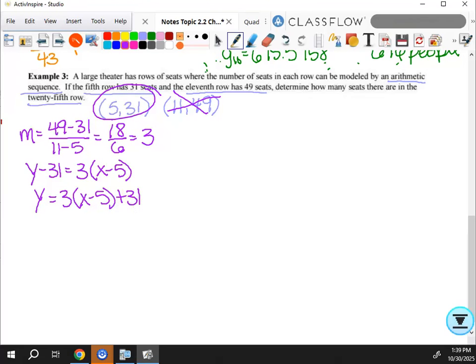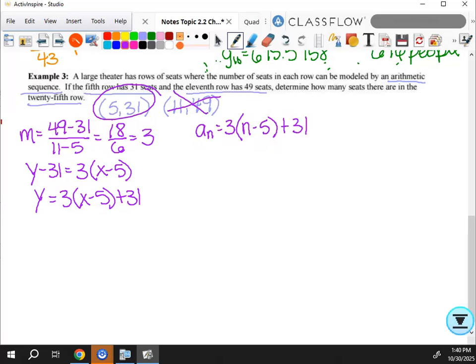And then even though it didn't ask me to write an a sub n, I'm going to do that anyway because we need to practice putting it back in the right form. So that y becomes a sub n equals 3 times n minus 5 plus 31. So there's my a sub n formula.